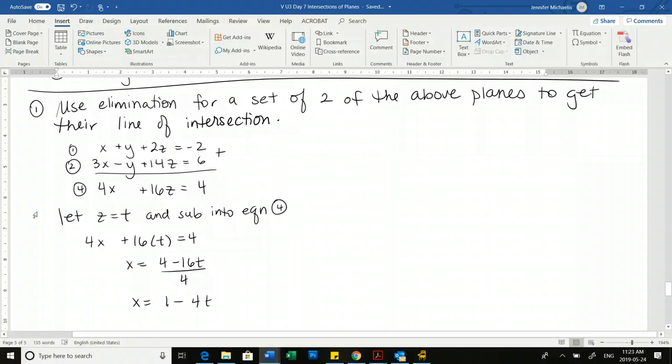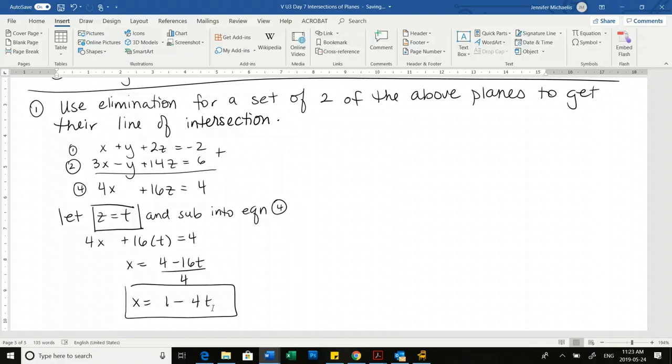You can also set x equal to t and see what you get here. So I ended up subbing in z equals t into this equation, and then we're just isolating for x. So I have these two parametric equations. What did you guys use for finding the y parametric equation?